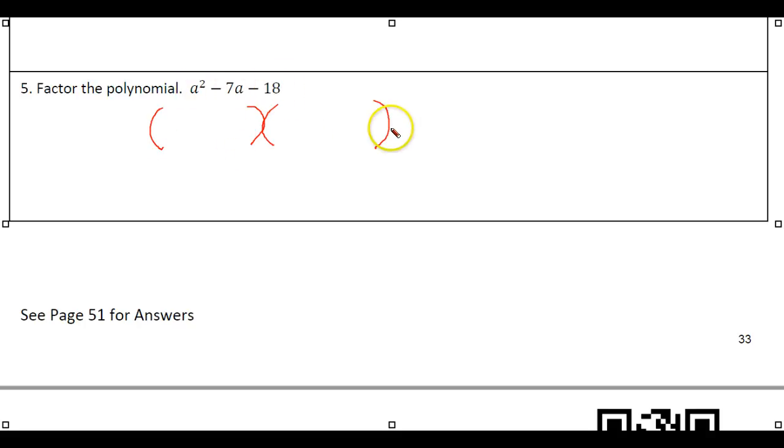So it's in standard form, no common factor. We put 2 sets of parentheses, and our first will be a times a. Now we're looking for factors of 18 that when we subtract them are 7. Thinking ahead, it's a 9 and a 2. Now our 7 is negative, so our 9 here for our outers needs to be negative. Our inners a positive 2, which gives us a negative 7a.